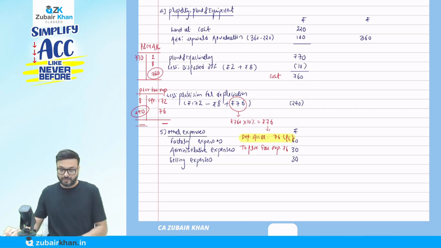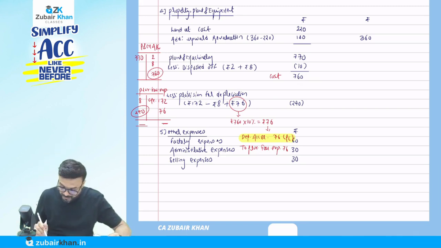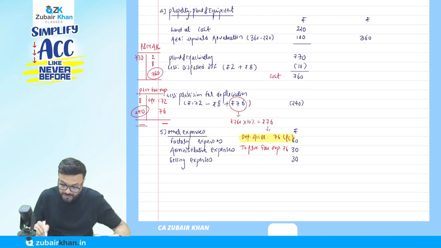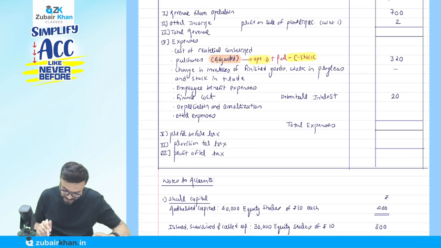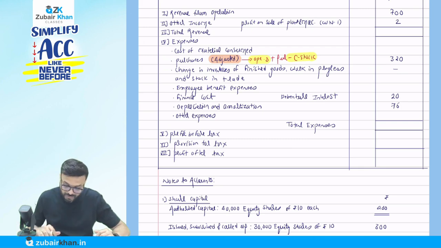Don't forget to write down this depreciation in the P&L account. Go to the P&L account and write down the depreciation there, 76. Okay, done. So we have covered all the adjustments.